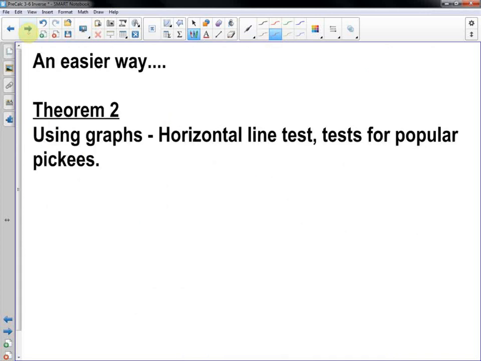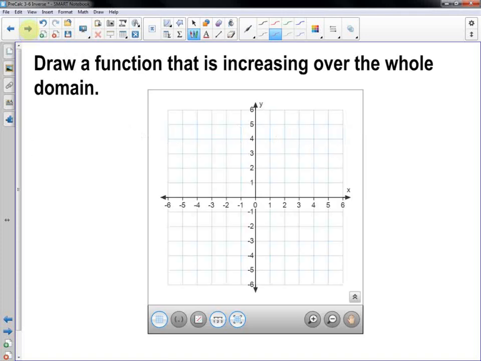All right. Here we go. Theorem 2, I don't care that you know it's theorem 2, but it says the horizontal line test will test for one-to-one relationships, which we just talked about. All right, so draw a function that's increasing over the whole domain. Okay, what do I mean by increasing over the whole domain? The slope is what, and when we talk about increasing, from which direction to which direction? Left to right, it's increasing, right? So the slope is positive. Does it have to be linear? Does it have to be a straight line? No. It just has to be increasing, right?